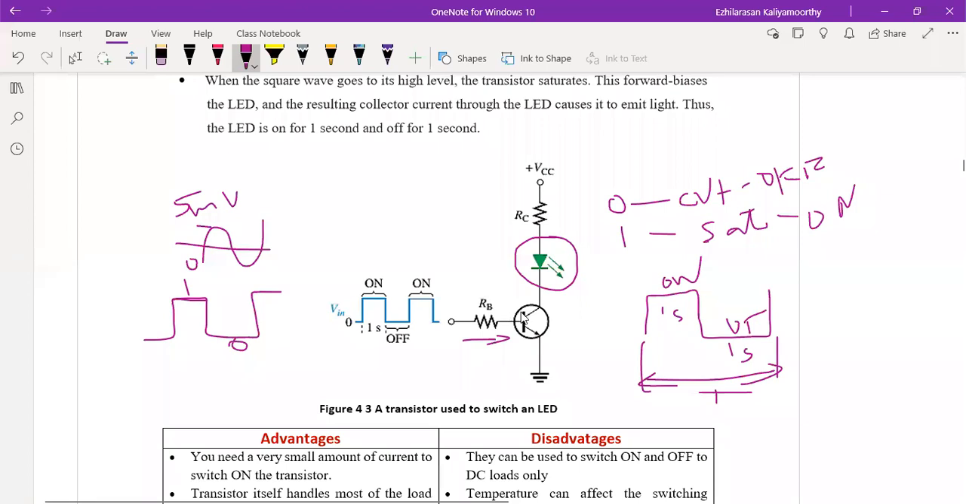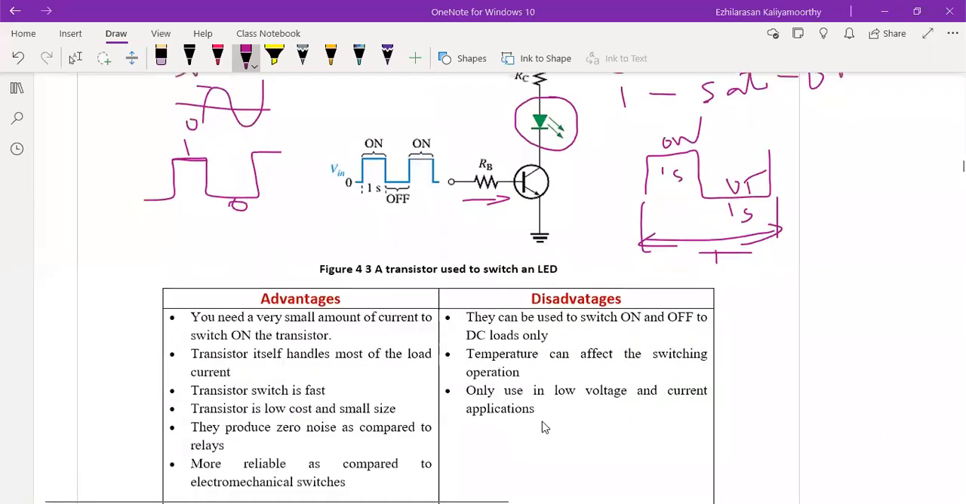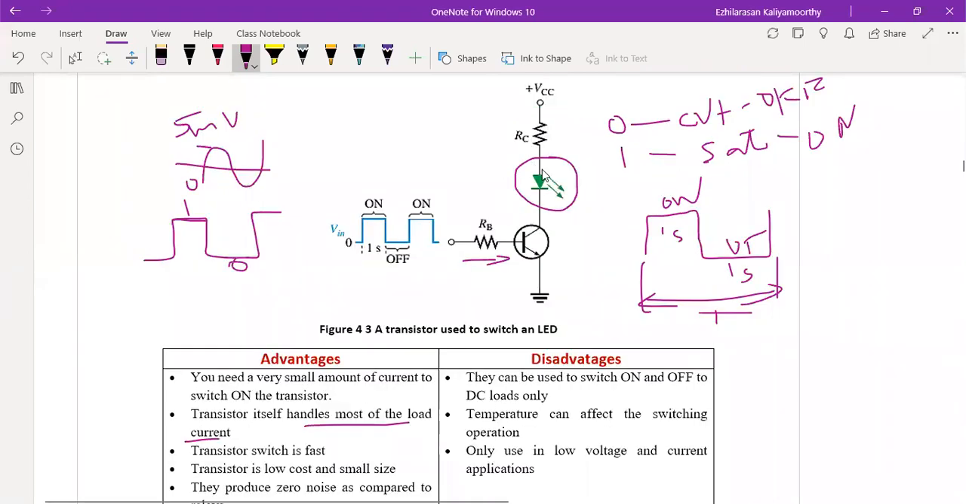Here you need to see, when you use the transistor as a switch, what are the advantages and disadvantages. Very simply, the advantages are, you need a very small amount of current to switch on the transistor. Only a very small current is required at the base terminal. Then the transistor itself handles most of the load current, which is the collector current. The next advantage is that the transistor switch is very fast.